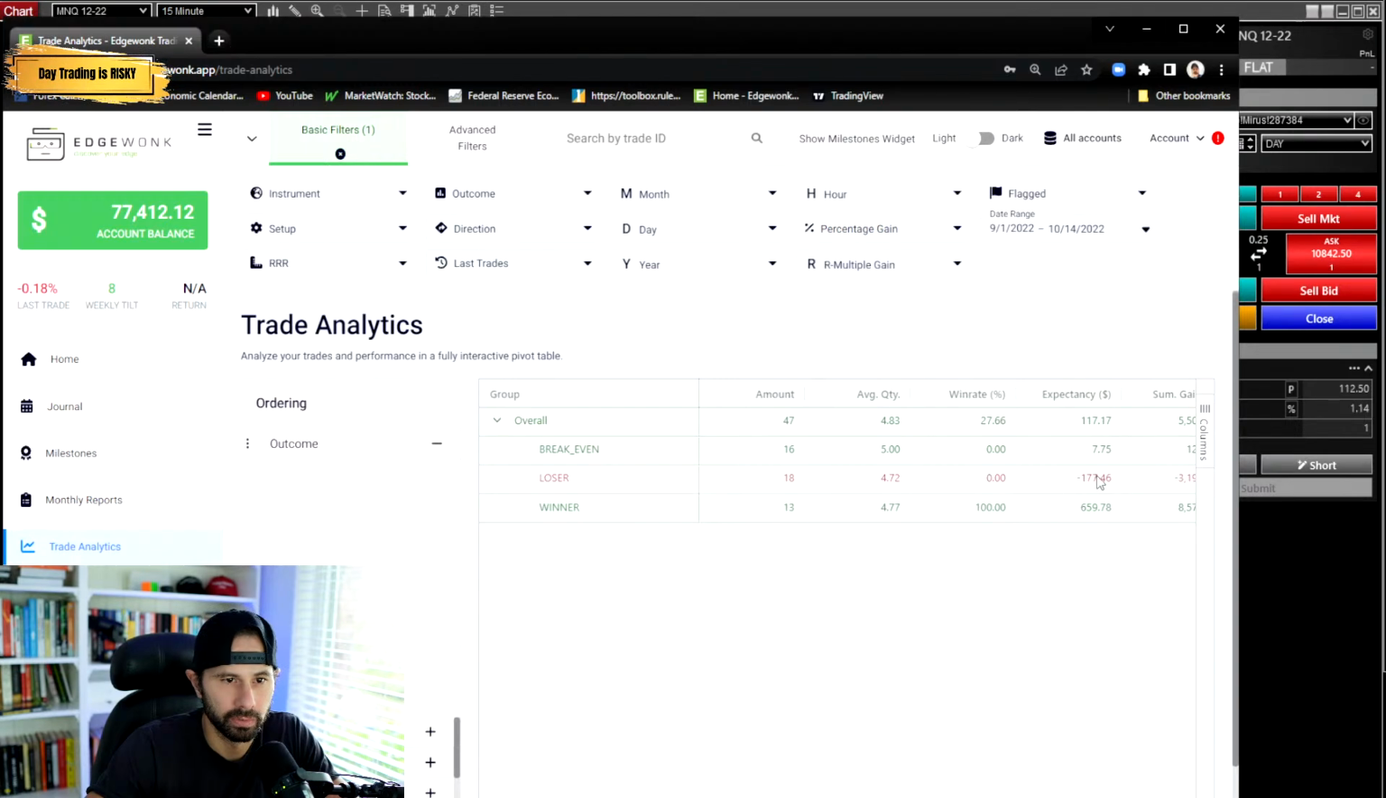But look at this. When I lose, $177. When I win, an average of $660. So that's where I think is my edge. It's not what I think it is. It is actually my edge.